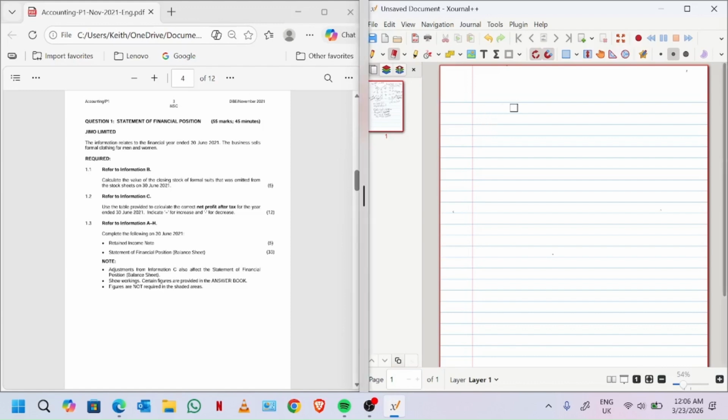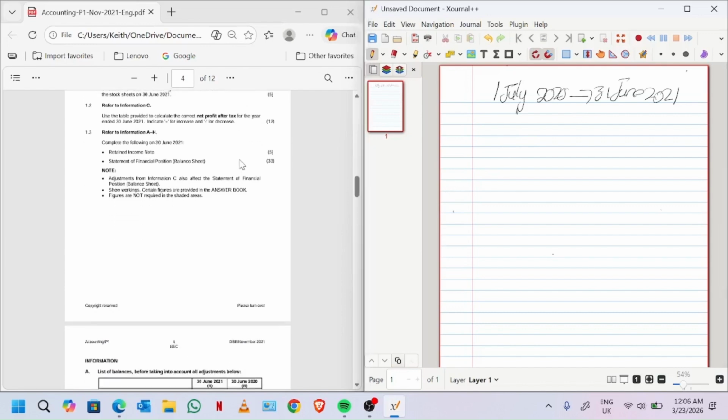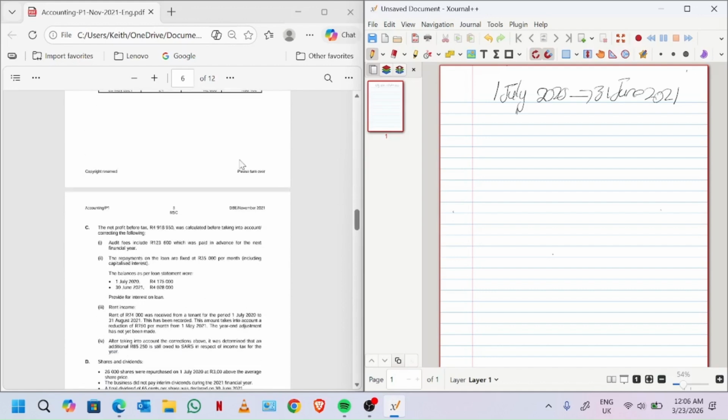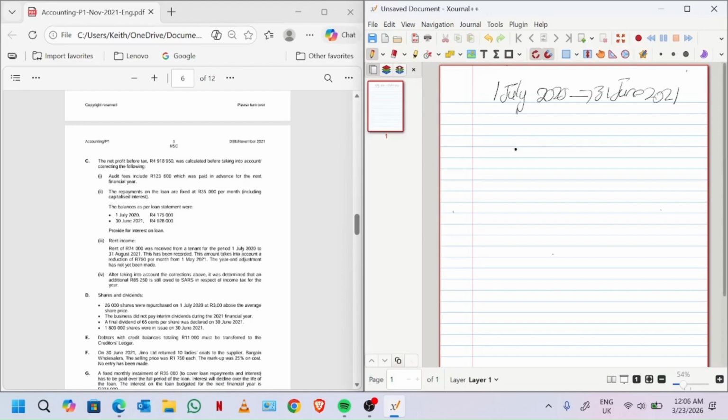So remember, the first thing that you do, you write 1 July 2020 to 31st June 2021, right? And so that's very important. And so we have a net profit. Information C says the net profit before tax 4,918,950 was calculated before taking into account the correcting of the following. And so let's write that down. We have 4,918,950. Alright, we're going to work with this guy.